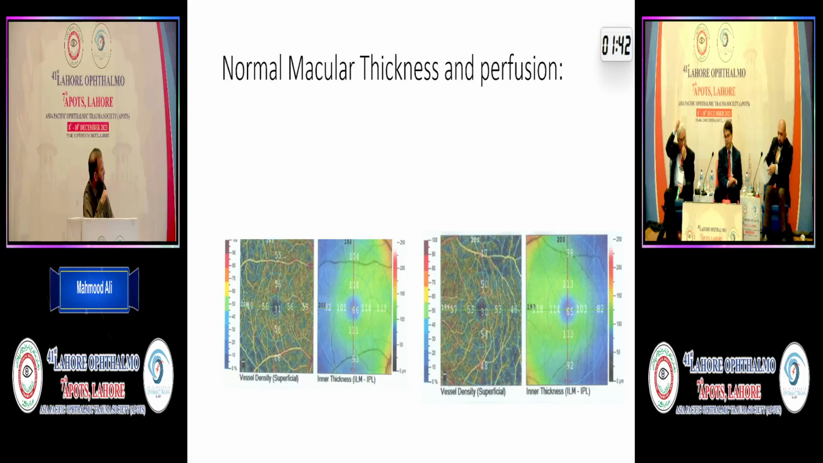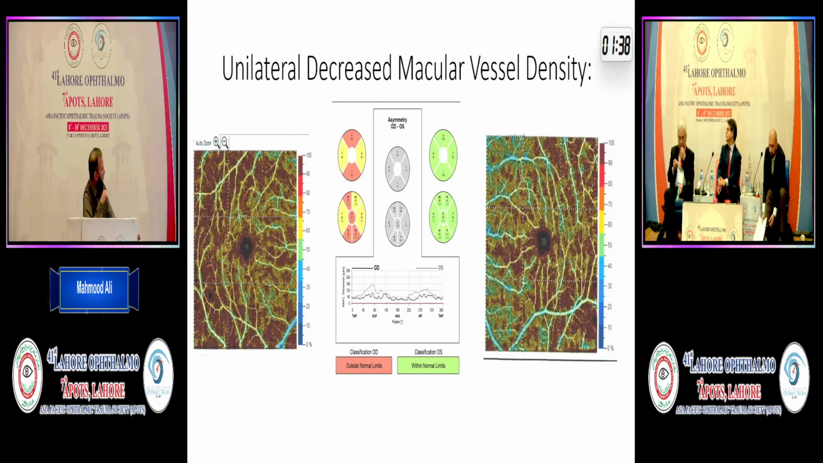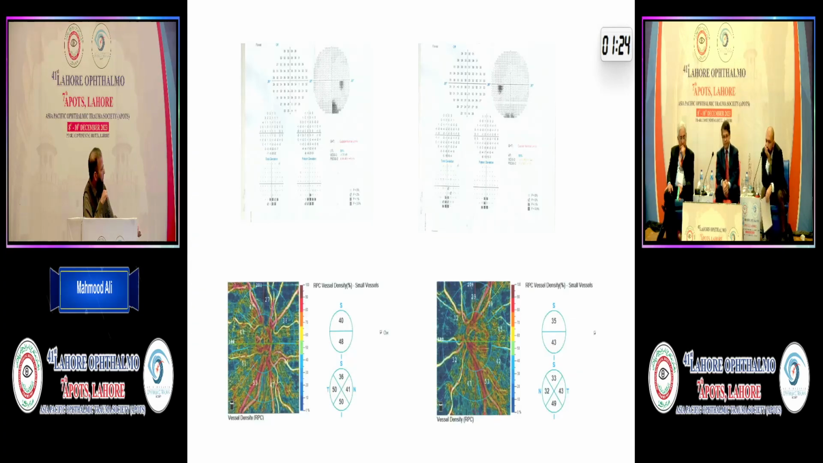So this is a normal ganglion cell complex as well as the OCT angio, and this is a case in which there are changes in the right side while the left eye is normal, and again we can see that the density on the right side is decreased as compared to the left eye.